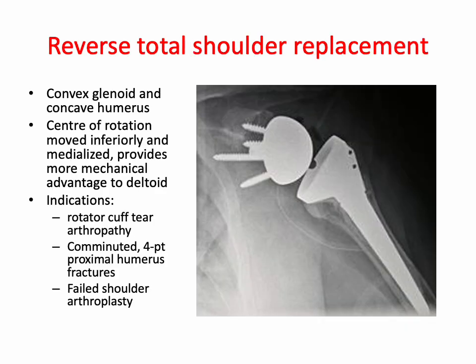And a reverse total shoulder replacement is where we have reversal of the normal ball and cup joint around the shoulder. So we've got a convex glenoid and a concave humerus. This moves the center of rotation inferiorly and medially and provides the deltoid with a greater mechanical advantage. So it can be indicated in rotator cuff tear arthropathy, 4-part Neer fractures, and failed arthroplasties. And that's our talk on the shoulder.